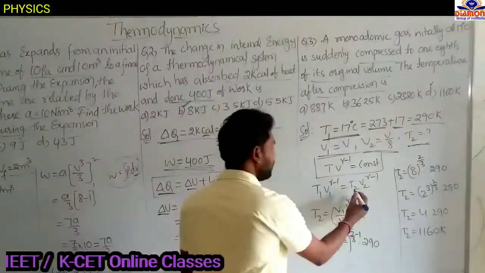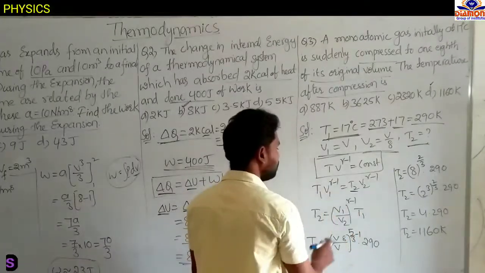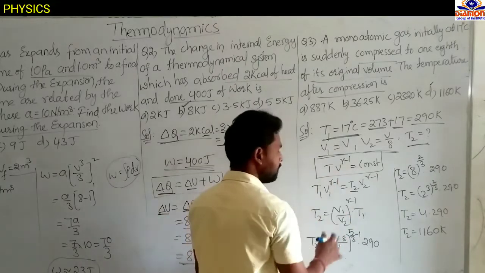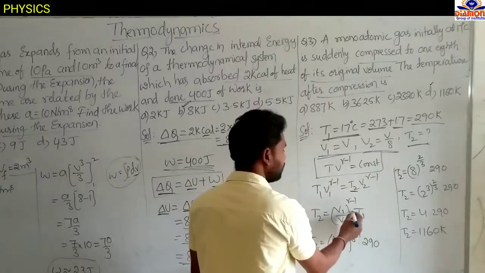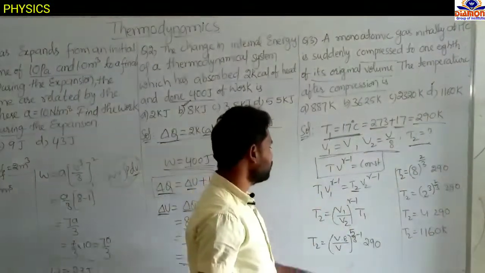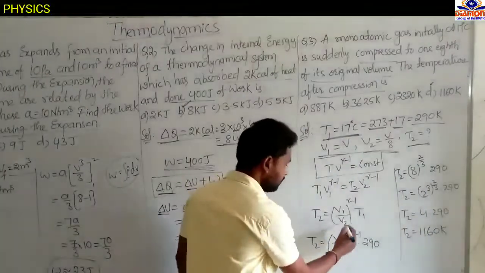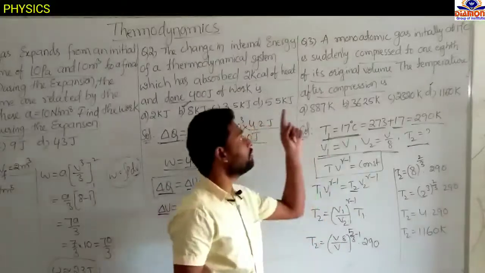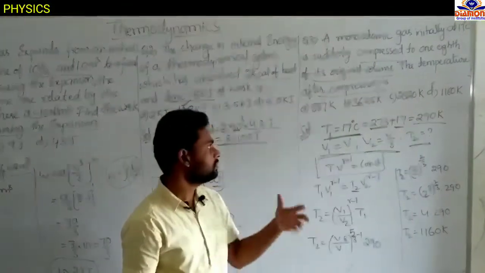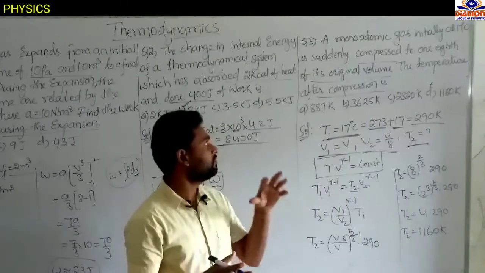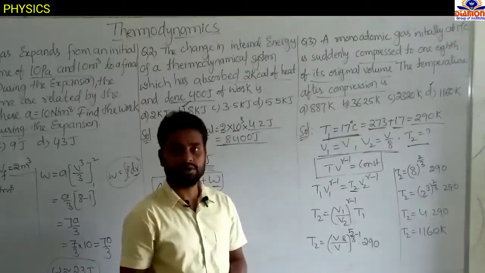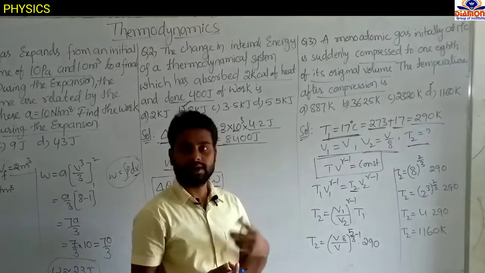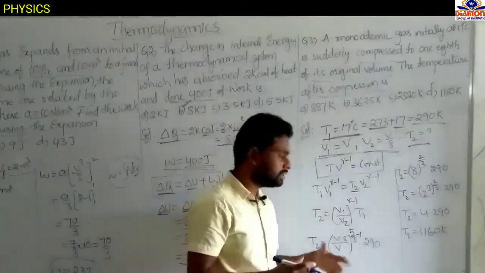Now we have to find the T2 value. V2 goes to this side, T1 stays as it is, and V1 by V2, both have the same power. So T2 equals V1 by V2 power gamma minus 1 into T1. V1 value is V, V2 value is V by 8, so I am writing 8 in the numerator. Now the gamma value for a monoatomic gas. You have to remember: for monoatomic 5 by 3, diatomic 7 by 5 and triatomic 9 by 7. Already you know all these values, remember once again.